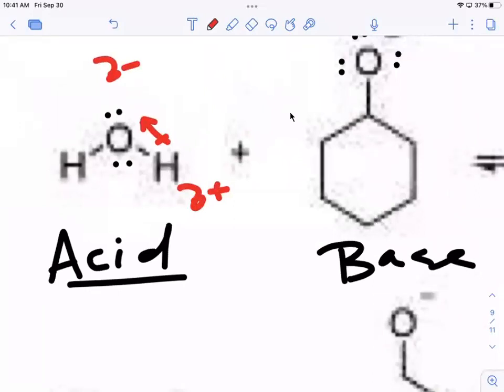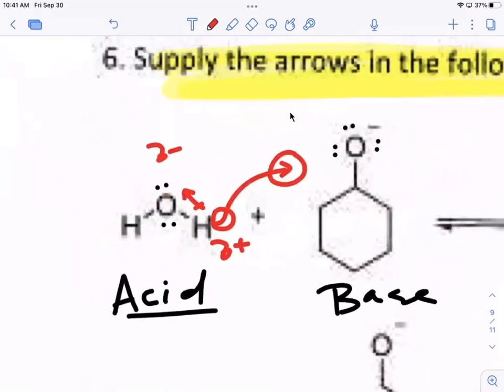So if I were to draw an arrow, I would never draw it this way, because what the end of the arrow tells me is that I'm moving electrons from that location to another location. What the tip of the arrow tells me is that I'm giving electrons to some other atom.